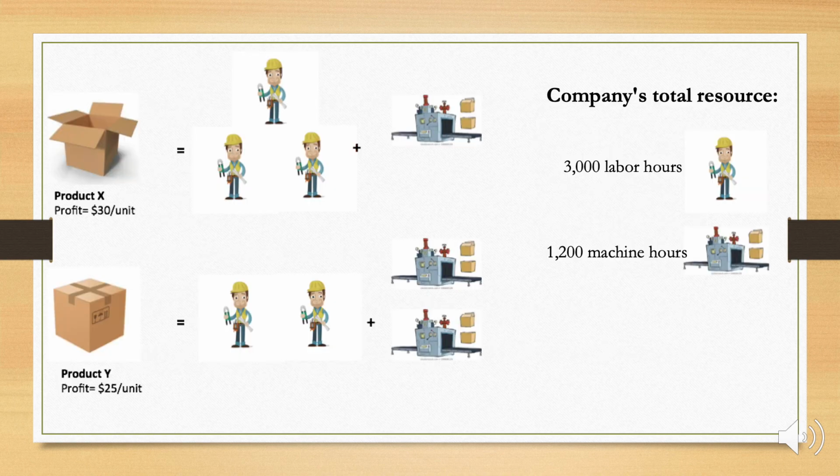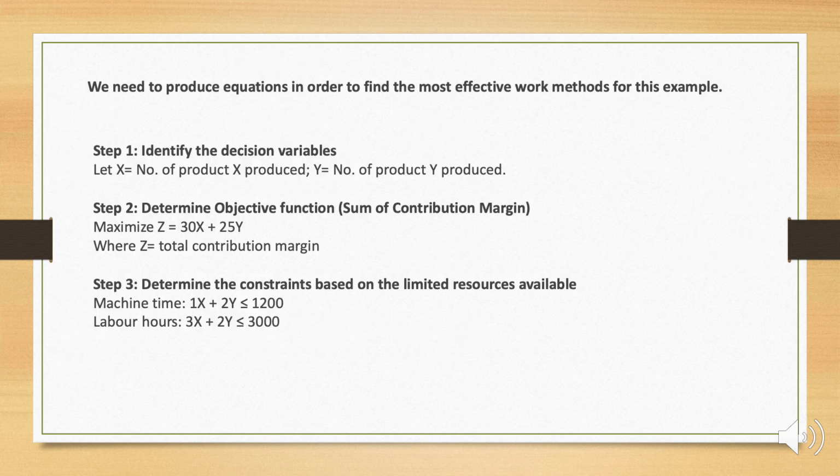In this example, Company A produces two products X and Y with contribution margins of $30 and $25 respectively. The company has a maximum of 1,200 machine hours and 3,000 labor hours per month. Product X requires 1 machine hour per unit and product Y requires 2 machine hours per unit. Product X requires 3 direct labor hours per unit while product Y requires 2 direct labor hours per unit. Determine the number of product X and Y to be produced to maximize the company's profits each month.